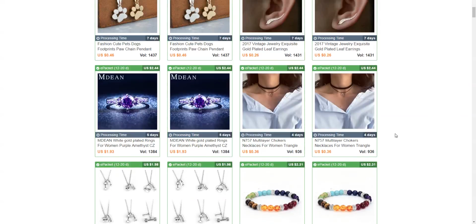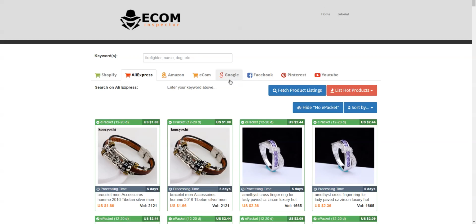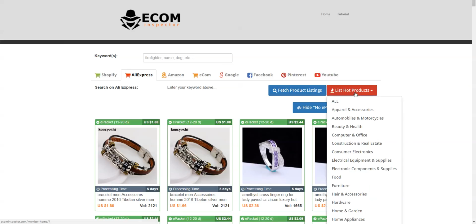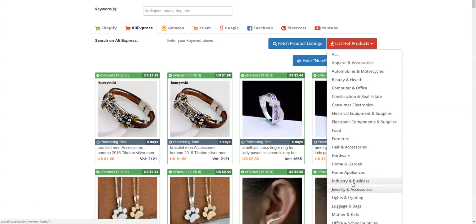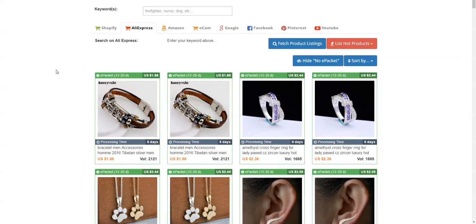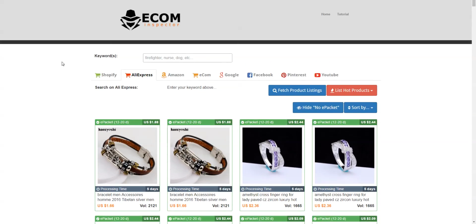So that's pretty much everything you can do with the AliExpress tab. Like I said, you can do the fetch, or you can do the hot products. You can either do all, or you can pick them by specific niche area. All right, so that's it for the AliExpress tab.